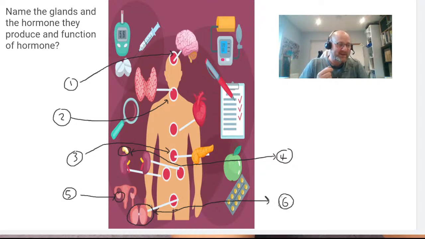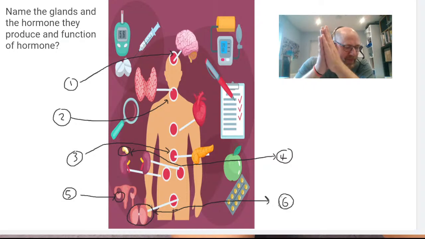Yeah, insulin, guys. Well done, all three of you. Awesome. And what does insulin do? What does insulin regulate or control? Your blood something level. Yeah, blood glucose level. Awesome.